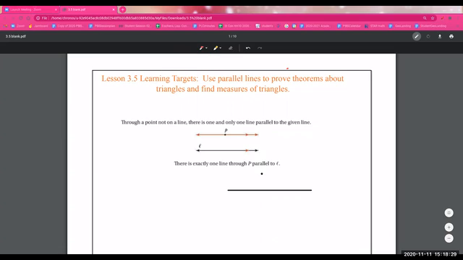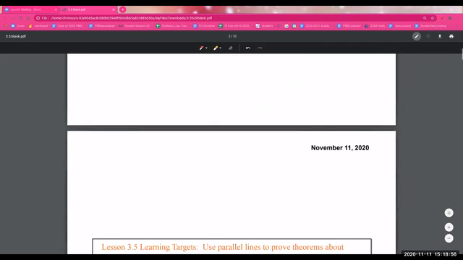And it says, through a point not on a line, there is one and only one line parallel to the given line. There's exactly one line through point P that is parallel to L. So here's the thing. This is line L, this is point P. So what that's saying is there is only one line that will go through point P and also be parallel to line L. All right, so let's go to the next problem here.